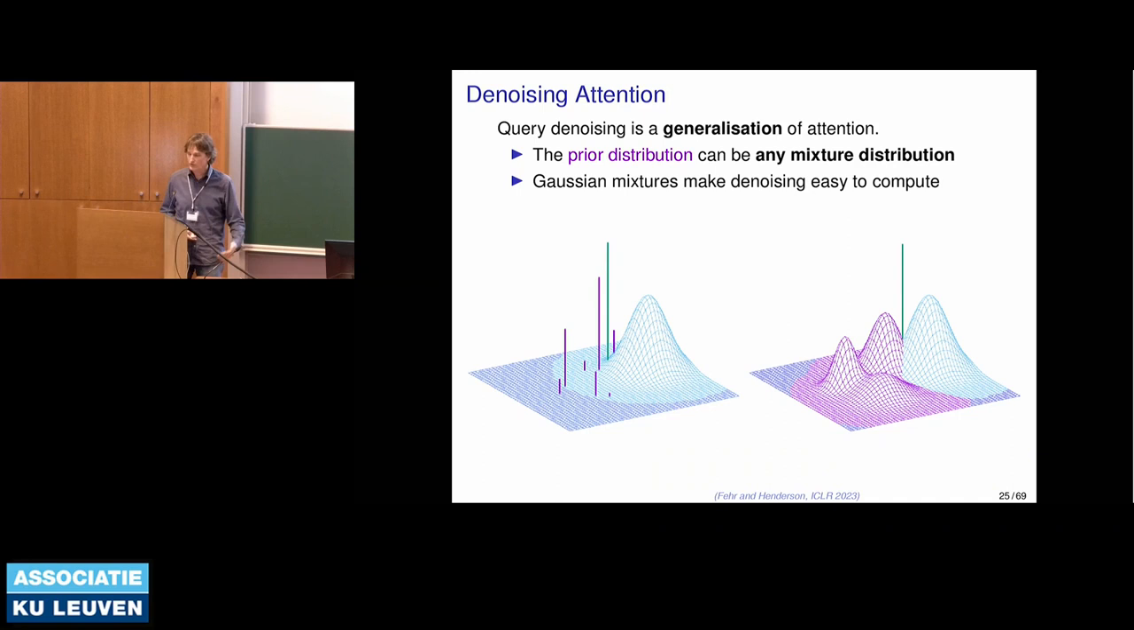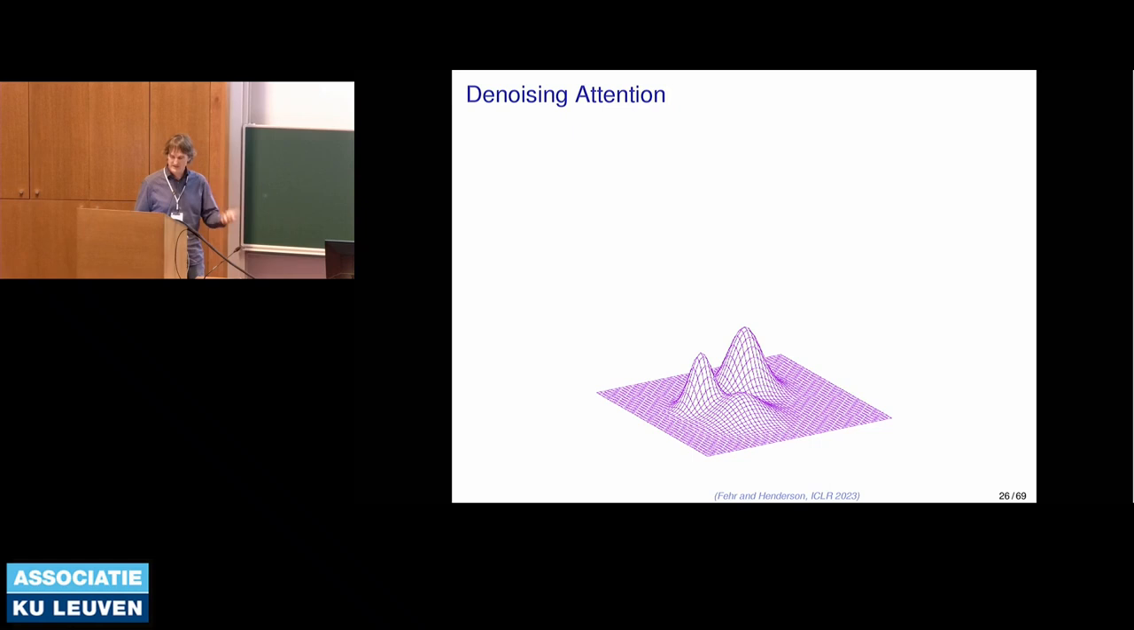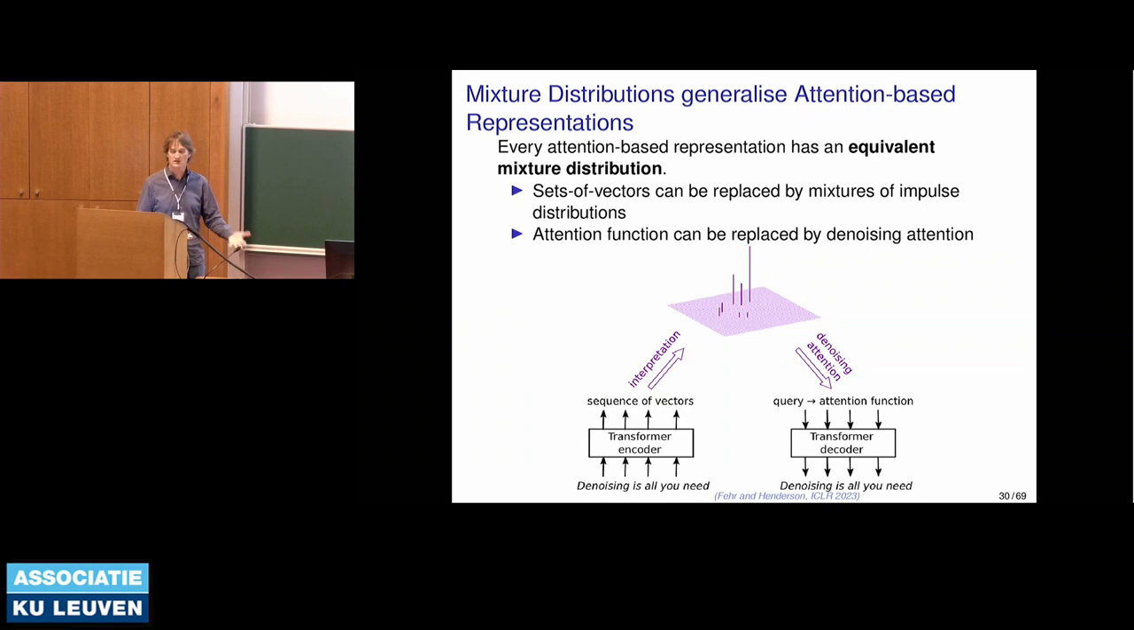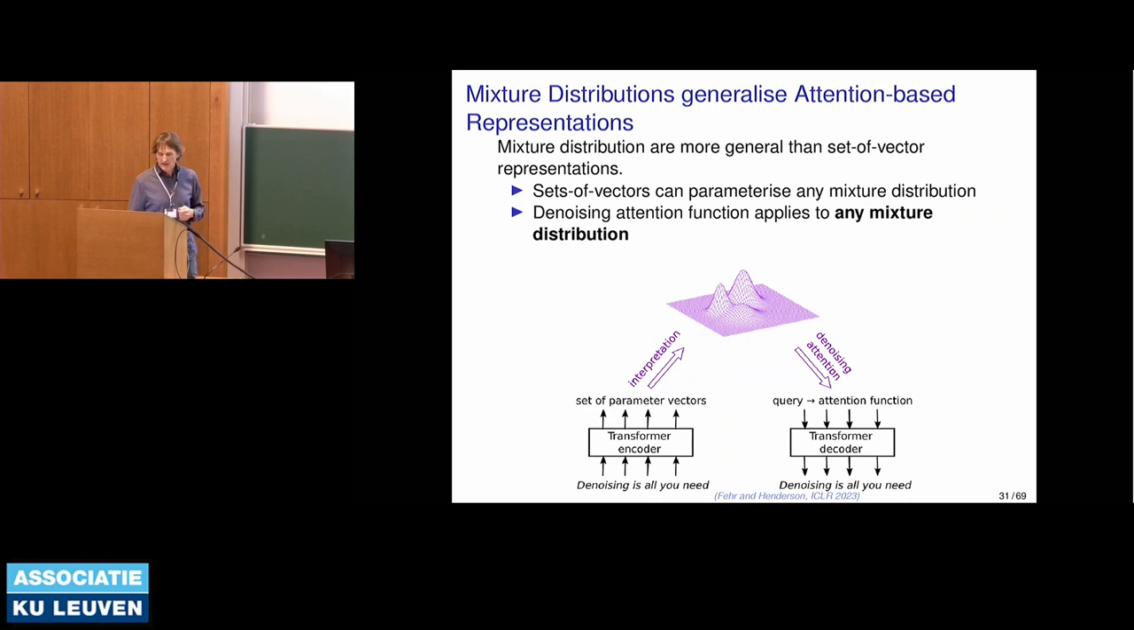Also, the mixture components don't have to be impulse distributions. They could be, for example, Gaussians. We start with our mixture of Gaussians, that's our prior. We see a Gaussian, that's our noisy observation. Because the multiplication of two Gaussians is a Gaussian, the posterior is also a mixture of Gaussians. We take the expectation of that, and we have our definition of attention. Right, so we've generalized attention to query denoising over these mixture distributions. And that's a generalization in that the set of vectors don't have to be parameterizing a mixture of impulse distributions, it can be any mixture.